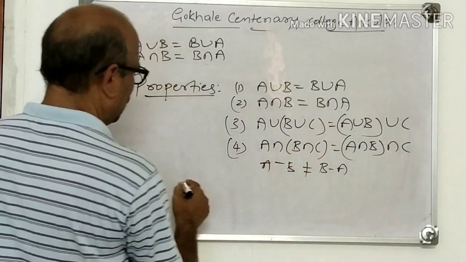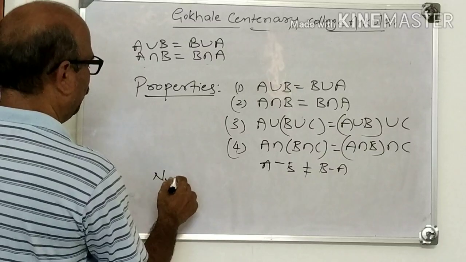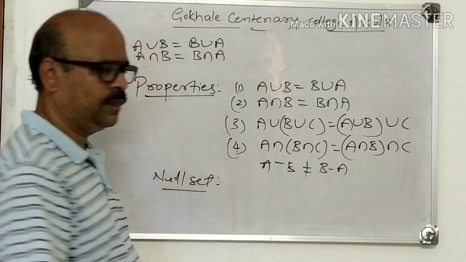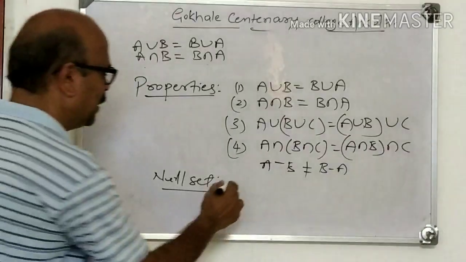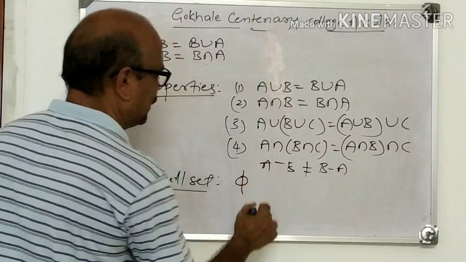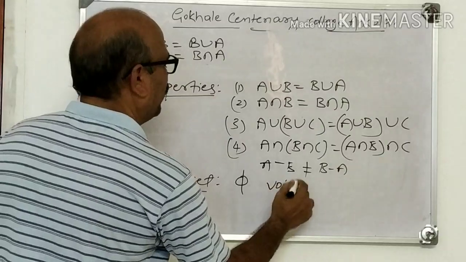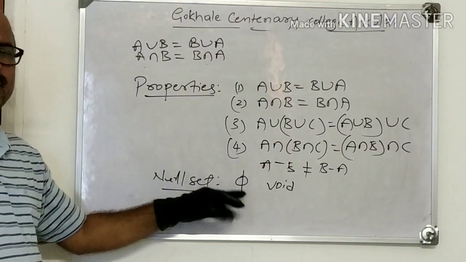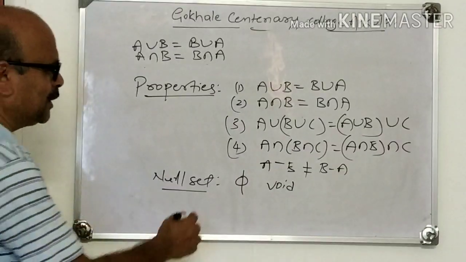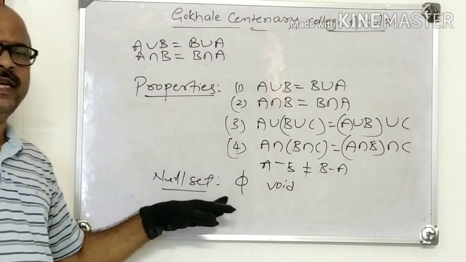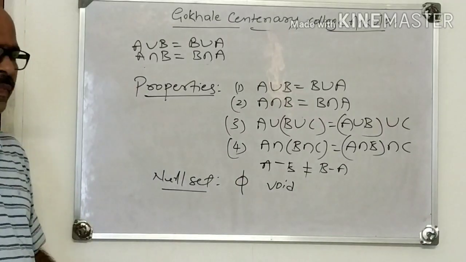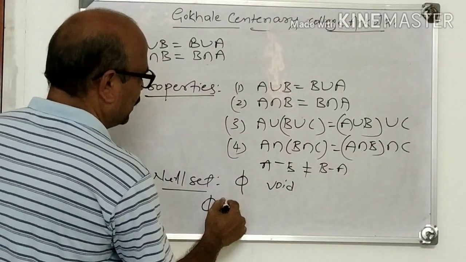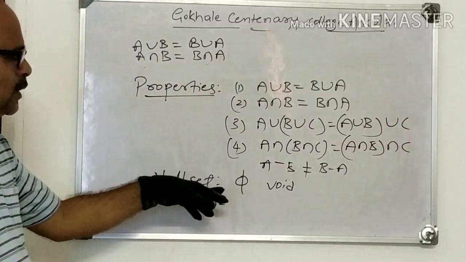After this, null set. Concept of null set is very important. What do you mean by null set? It is also called empty set or void set. Void set, empty set, null set, same meaning. Denoted by this notation, phi. Empty set means a set which doesn't contain any element. Null set is the set which contains no elements.